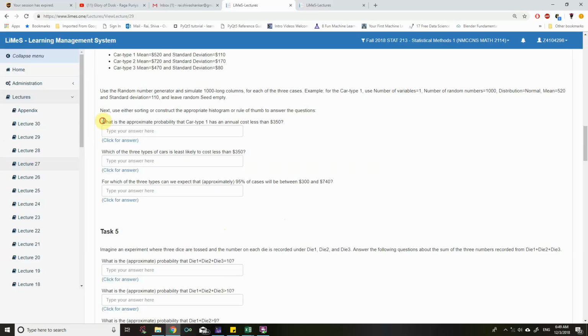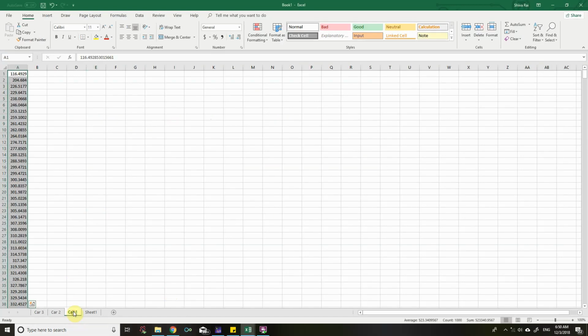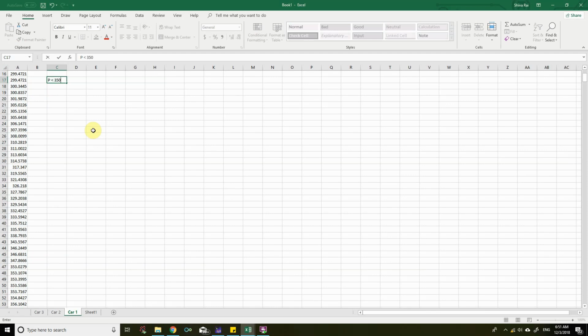Okay, what is the approximate probability that car type 1 has an annual cost less than $350? So let us find $350 in car type 1. That means car 1. So this is car 1 and $350. Now here you can see that you can just scroll down and see 350. So we have 353 but no 350. So we want the data below 350, means we will go up to the 46th row. Probability less than $350 is equal to 46.